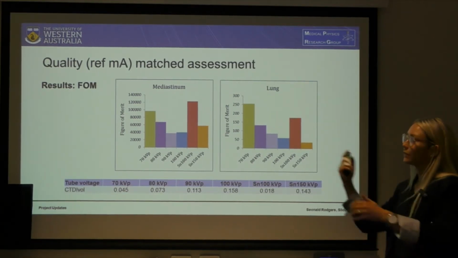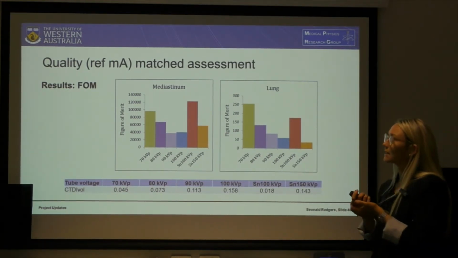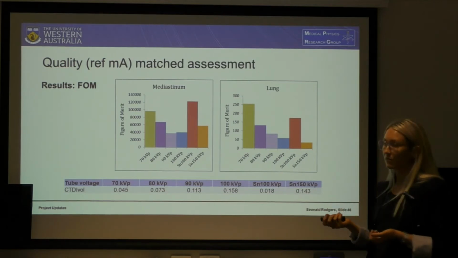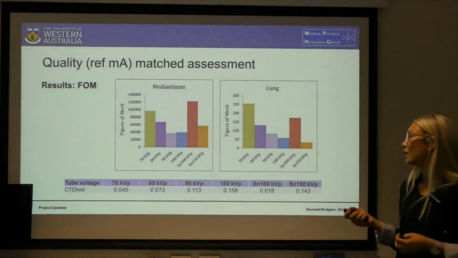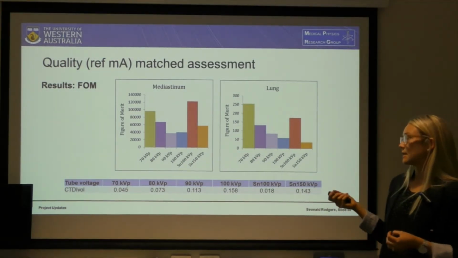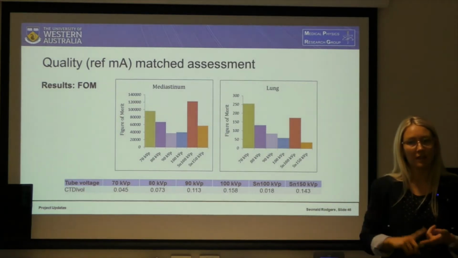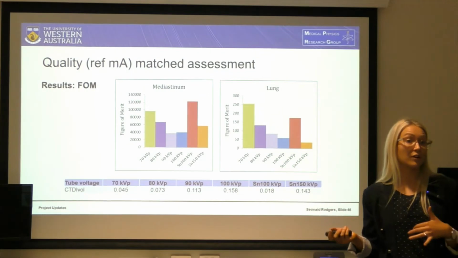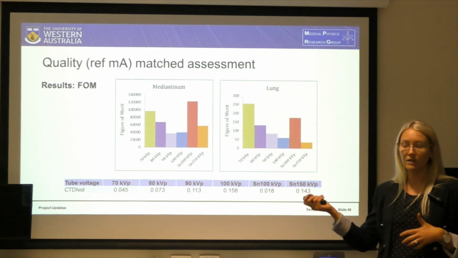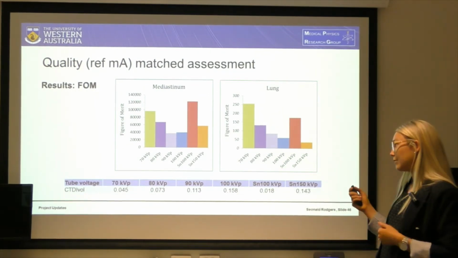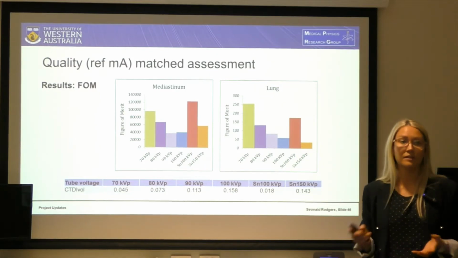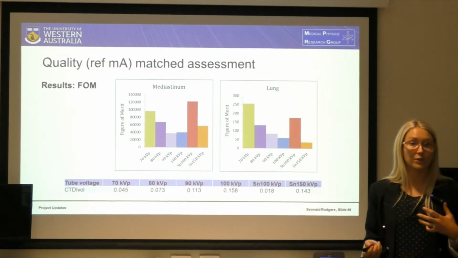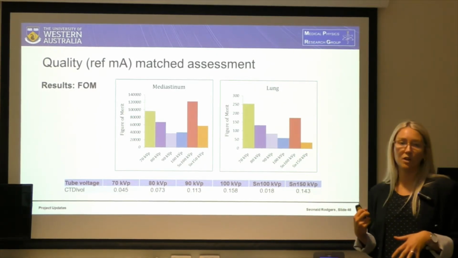However, when considering the quality matched assessment, the results for the figure of merit were quite different. In the mediastinum reconstructed images, again, the tin filter at 100 kVp proved to be the most preferred protocol, with the highest figure of merit. However, for the lung reconstructed images, the 70 kVp was the most dose efficient, closely followed by the tin filter at 100 kVp.